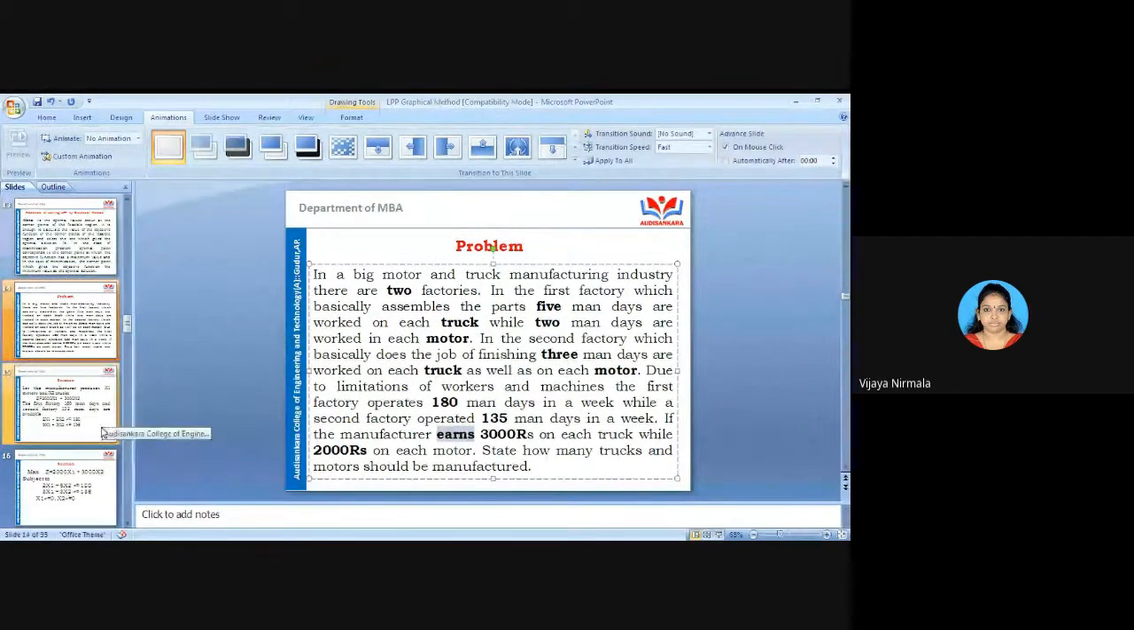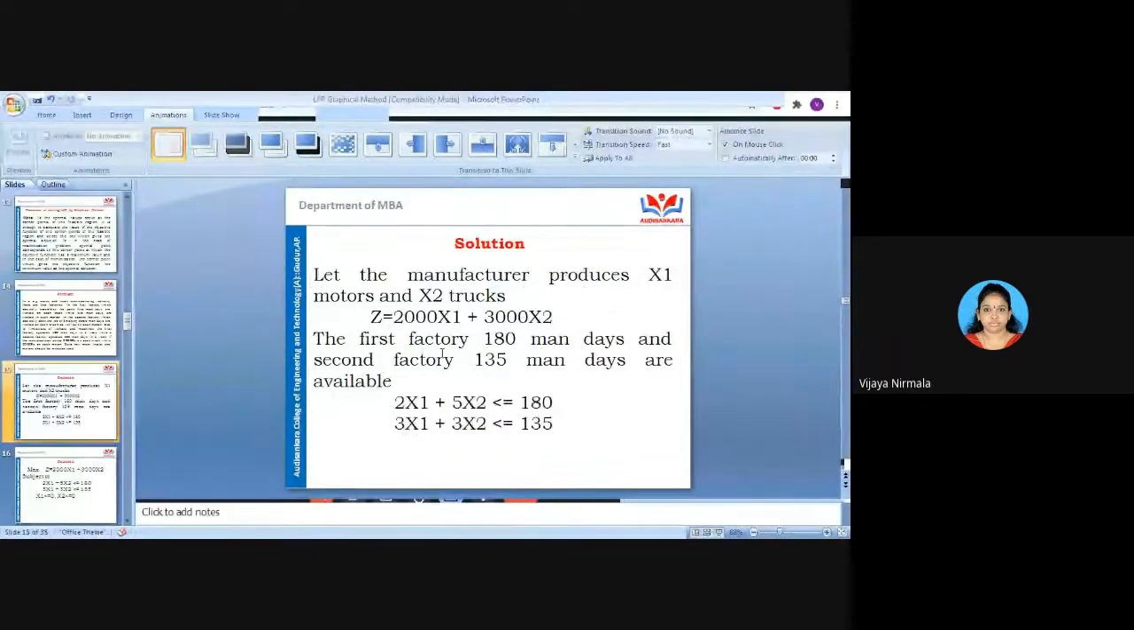So now let us write the same. Let the manufacturer produce two products: one is motors and the other one is trucks. So let X1 be motors and X2 be trucks.